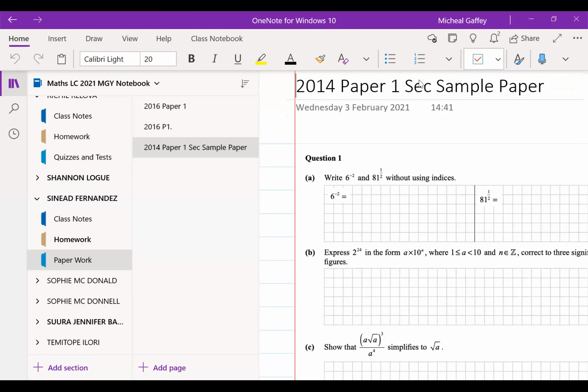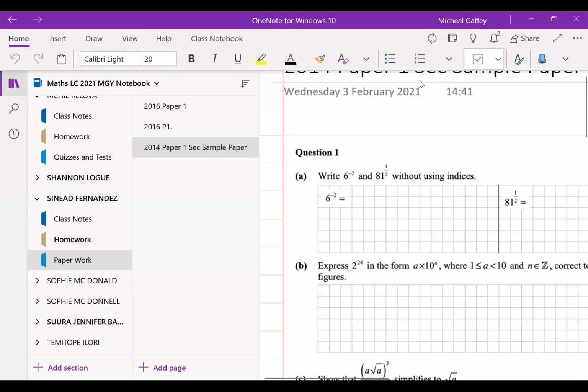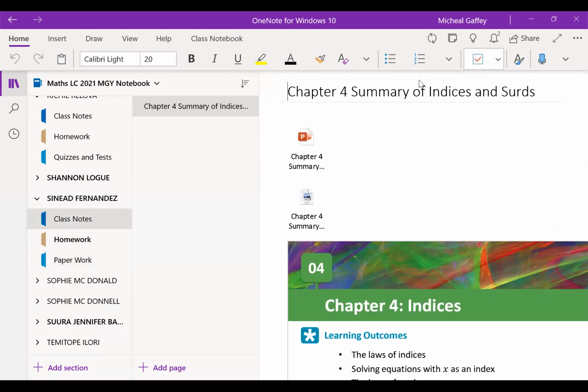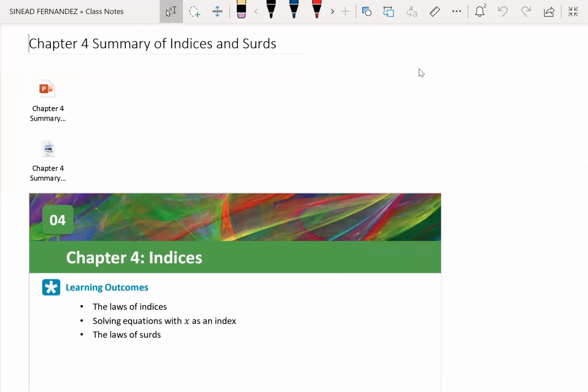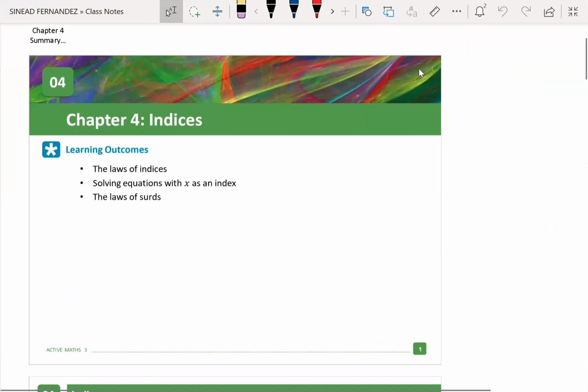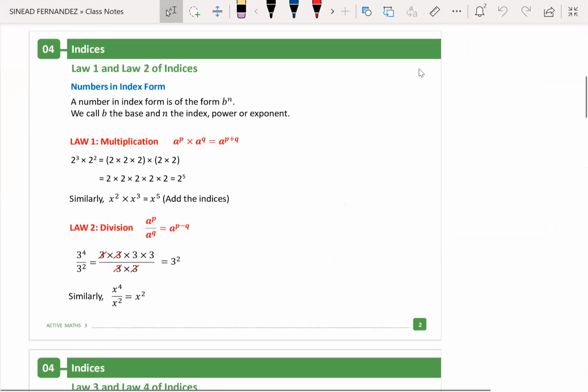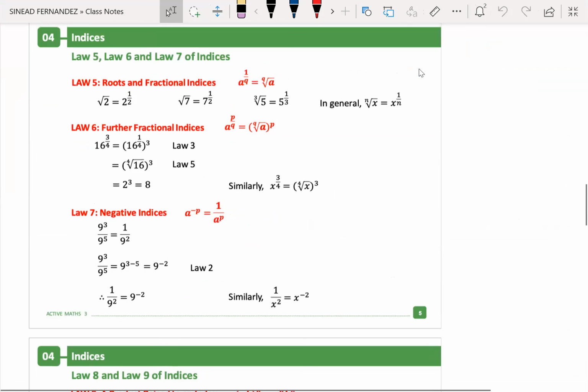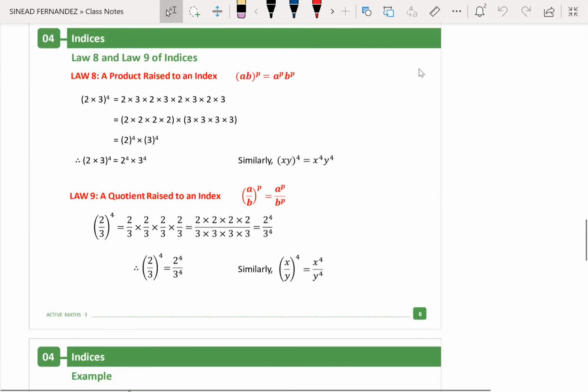Now, just looking, there's indices. This is all about indices, okay? Now I have put into class notes a summary about the rules of indices. There are 9 rules and you have to go through them and try to learn them. There's law 1 and 2: when you're multiplying indices, you just add the 2 powers together, and so on. You go through all of the laws. It's not that you have to learn them off by heart because you get them in the log tables, but familiarize yourself with them, okay?